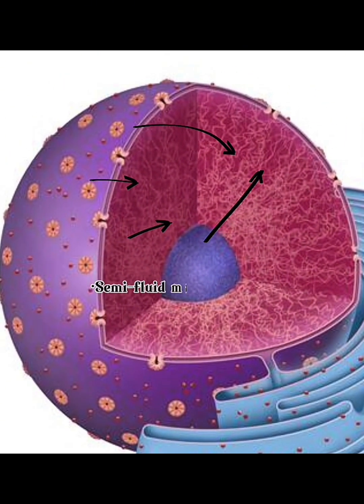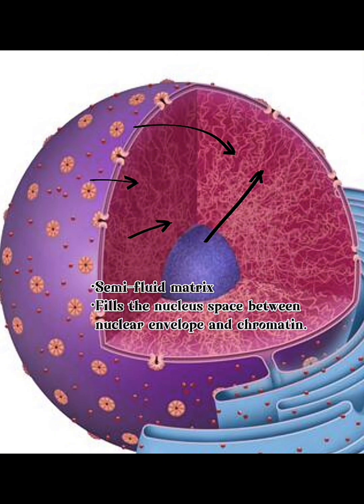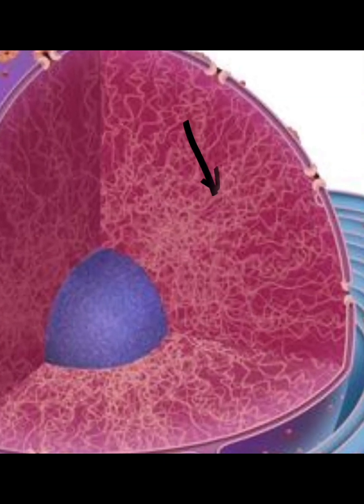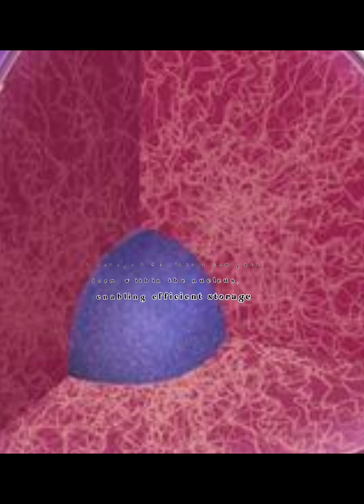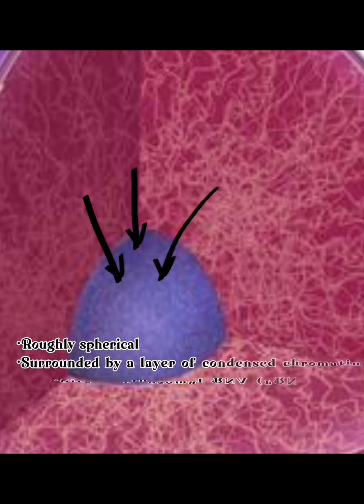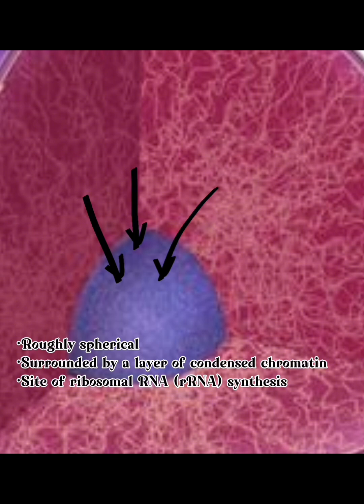Nucleoplasm. A semi-fluid matrix fills the nuclear space between the nuclear envelope and chromatin. Chromatin packages DNA into a compact form within the nucleus, enabling efficient storage. Nucleolus. Spherical, surrounded by a layer of condensed chromatin, it is the site of ribosomal RNA (rRNA) synthesis.